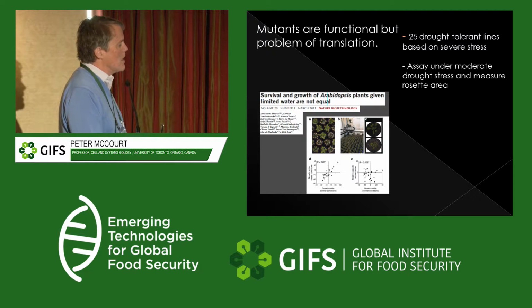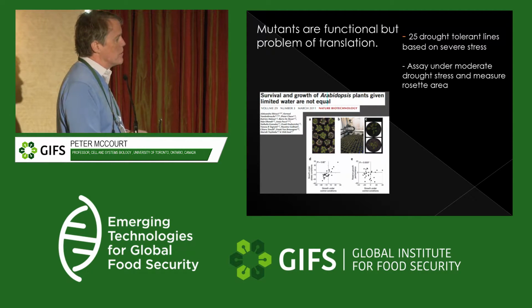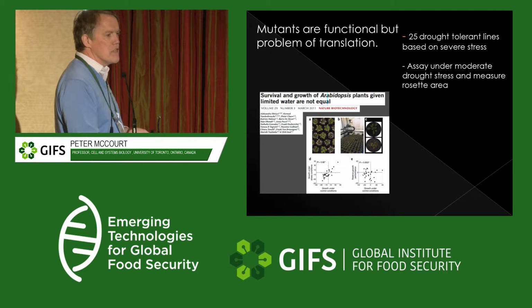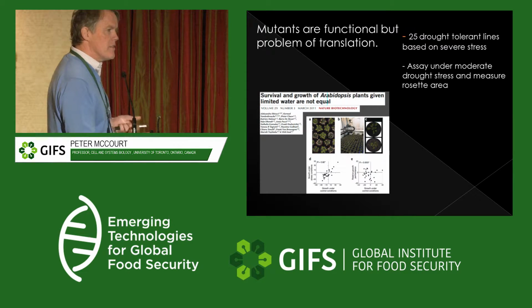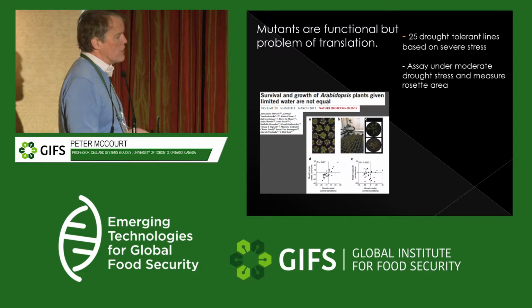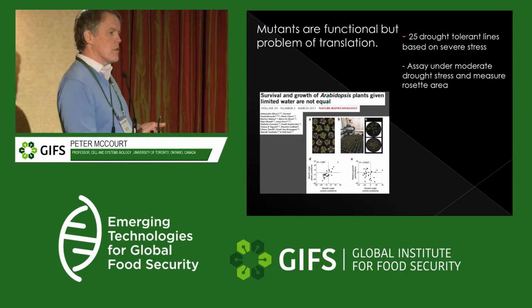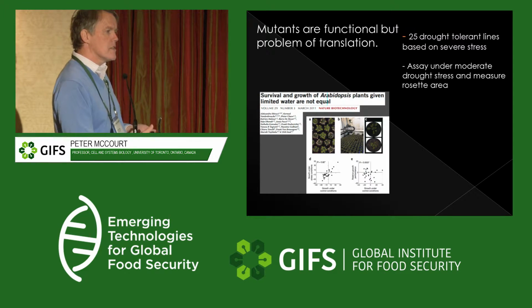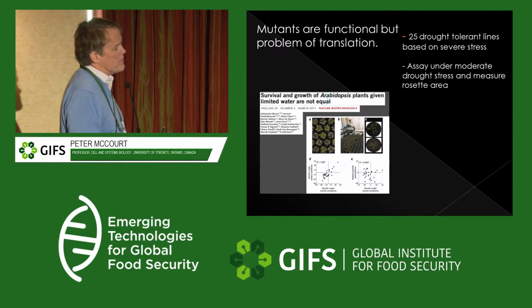This was a paper out of Dirk Inz's lab, published in Nature Biotechnology. What Dirk did is, for the Arabidopsis people, he took 25 Arabidopsis genes that had been touted as improving drought tolerance in Arabidopsis. And he did very, very careful analysis. Instead of doing it the way most Arabidopsis people do, where they just stop watering their plants, Dirk's group did a mild drought stress, something more physiologically relevant. And looking at these 25 lines, what he found was that none of them were drought tolerant.